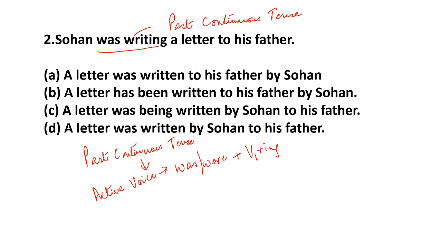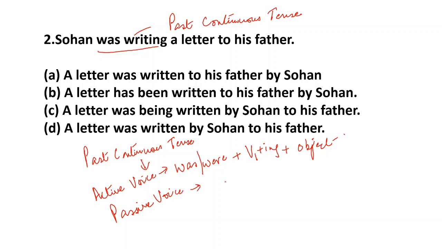Now this is write, the first form of the word, W-R-I-T-E. So E goes away when we add ing. E is not there. So Sohan was writing a letter. Now plus what is it? Object.